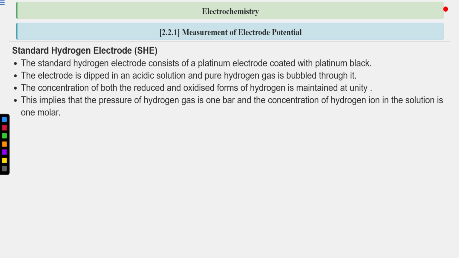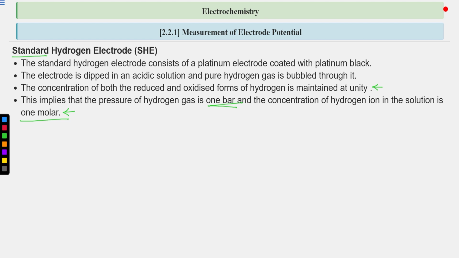This implies that the pressure of hydrogen gas is 1 bar and the concentration of hydrogen ion in the solution is 1 molar. As I said, in the SHE the name has "standard", so we take the standard conditions and define that the pressure of hydrogen gas you have to take is 1 bar, and the concentration of hydrogen ion in the solution will also be 1 molar, as I just said in the previous point.